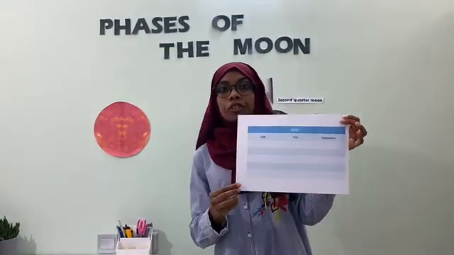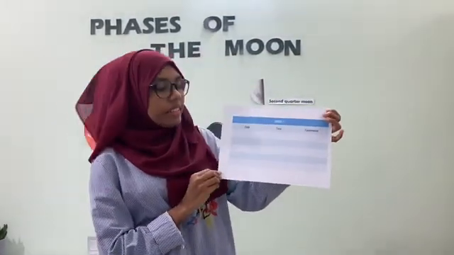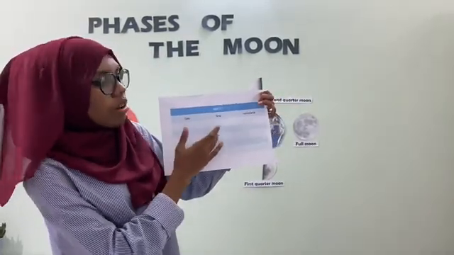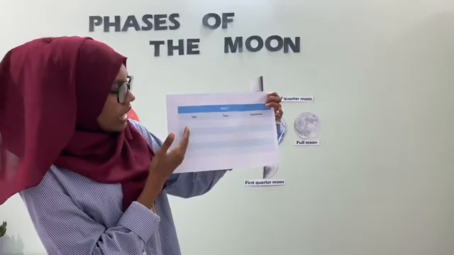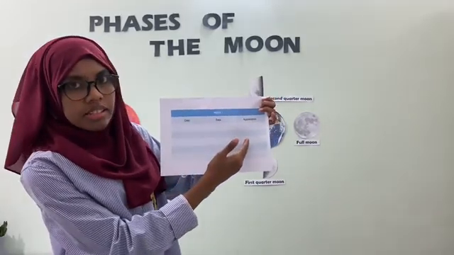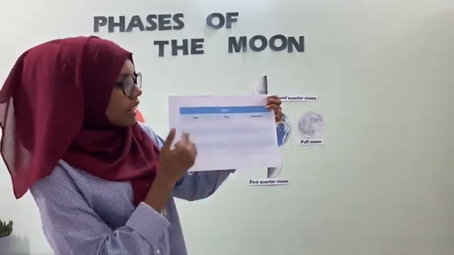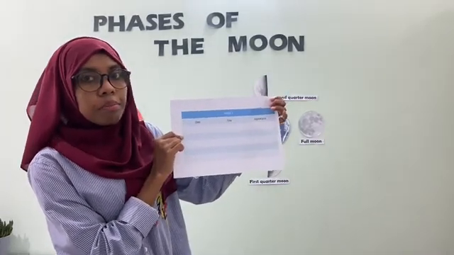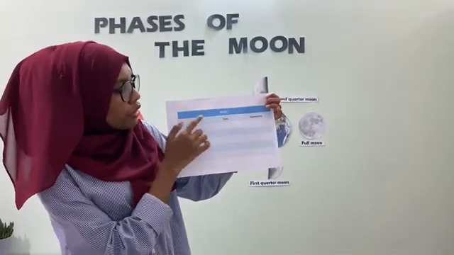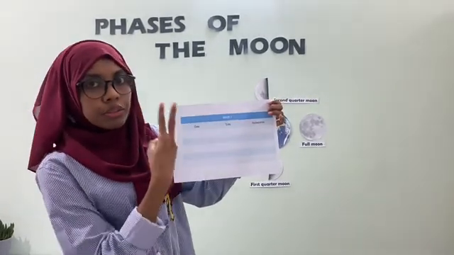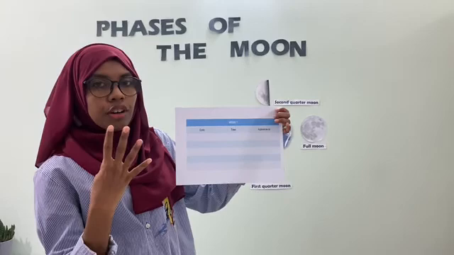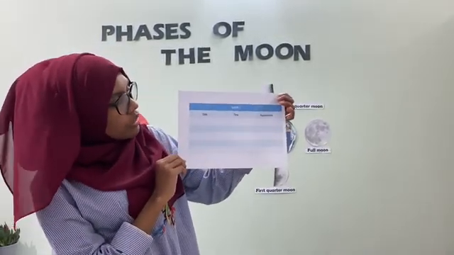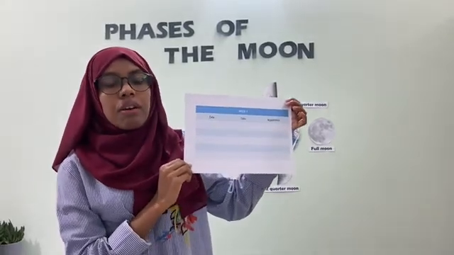So you are going to draw a table like this. In the table, you will have to draw 3 columns. Date, time, appearance. 3 columns and 7 rows. And you have to draw this table for week 1, week 2, week 3, week 4. For 4 weeks, you are going to note down the appearance of the moon.